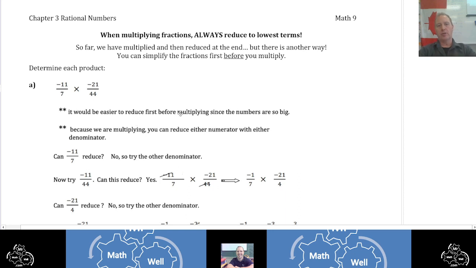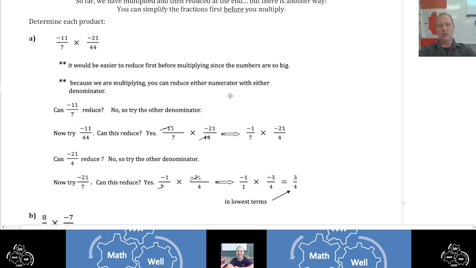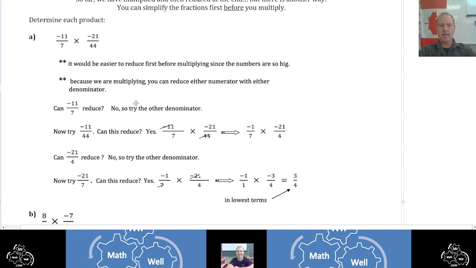We always reduce to lowest terms, but there is an easier way to do this. Instead of waiting till you get to the very end and then having to simplify maybe a fraction with really large numbers, because that gets tricky, there is a way you can do it before you even start multiplying, and that's what this page is all about. This is supposed to be step by step. This might be a little confusing to you, but let me walk you through it, okay?